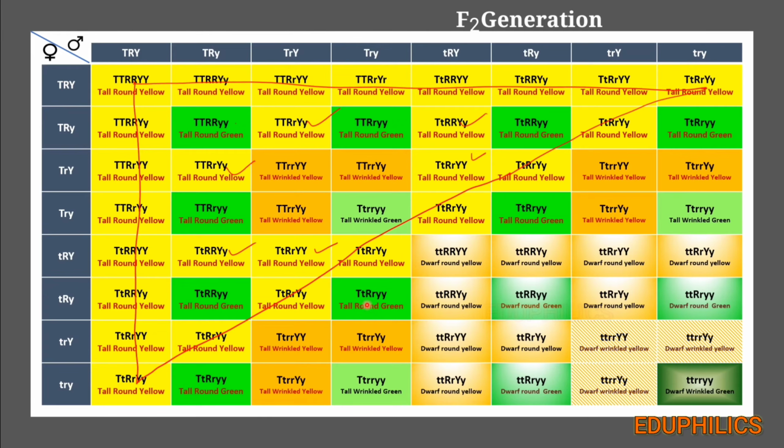Next count tall wrinkle yellow. This one is tall wrinkle yellow. 1, 2, 3, 4, 5, 6, 7, 8, 9. So they are also 9. Tall wrinkle yellow are also 9. Let's count tall wrinkle green. Tall. Okay, this one 1, 2 and 3. These are tall wrinkle green phenotypes.